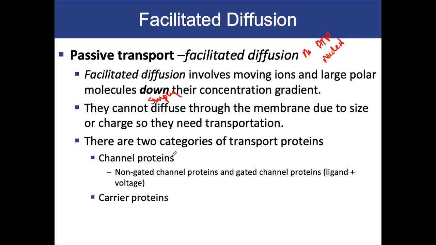There are two categories of transport proteins. The first one is channel proteins. Some of them are non-gated channel proteins and some of them are gated. Out of the gated, there's ligand gated and voltage gated. Ligand means something binds to that channel protein and pops it open. Voltage gated means you hit a certain voltage inside the cell and it pops open. And then there's carrier proteins. So let's look at those guys.